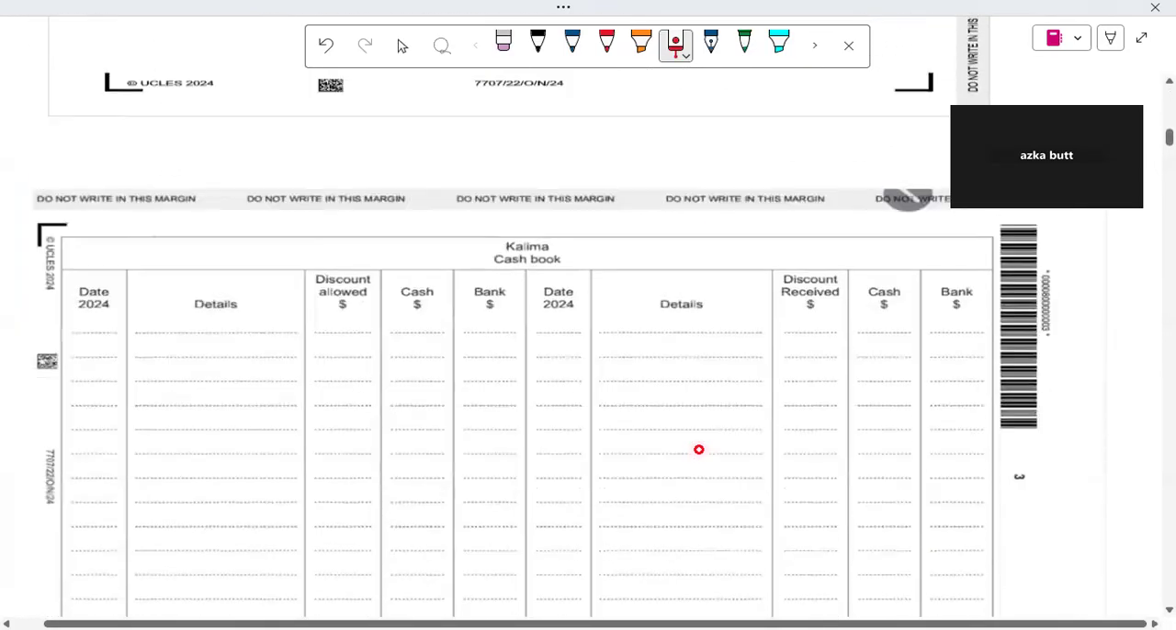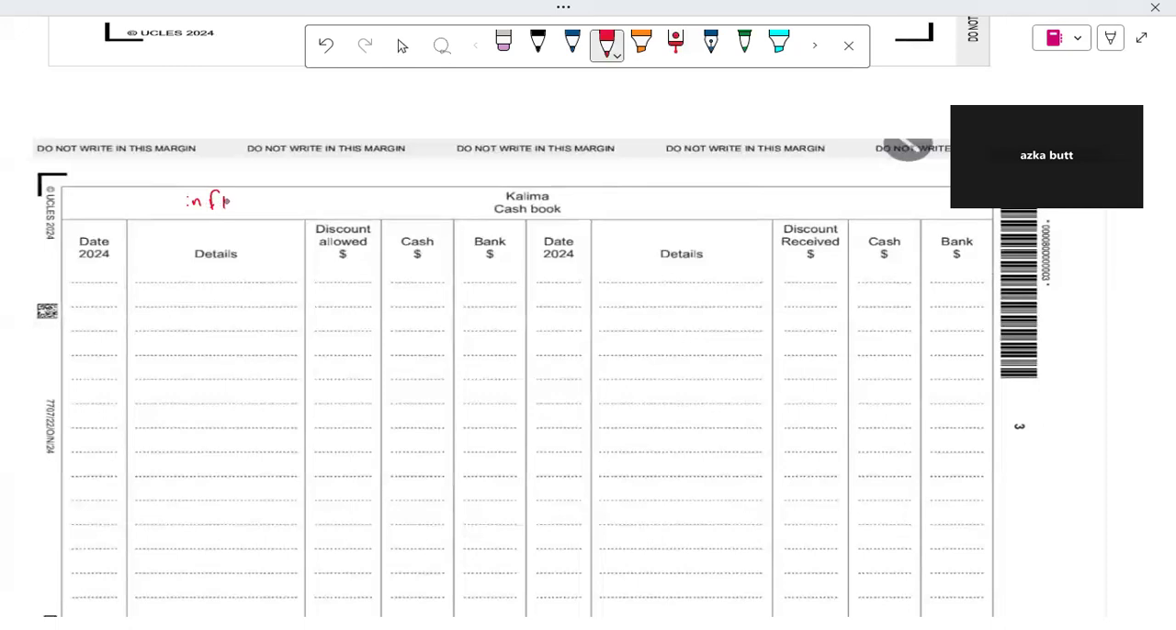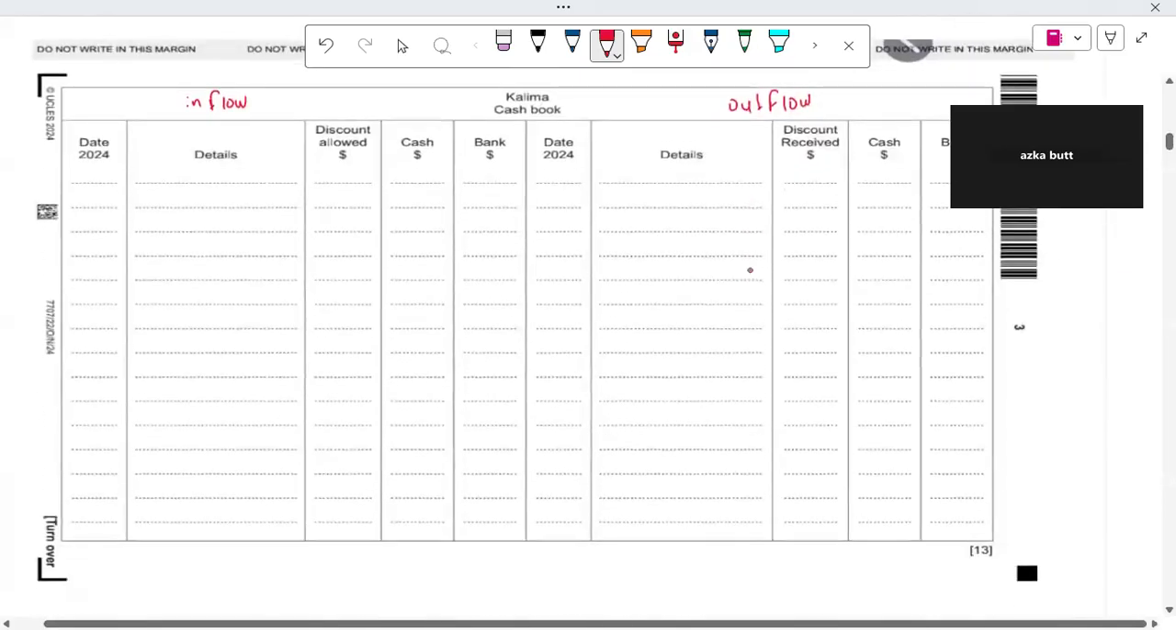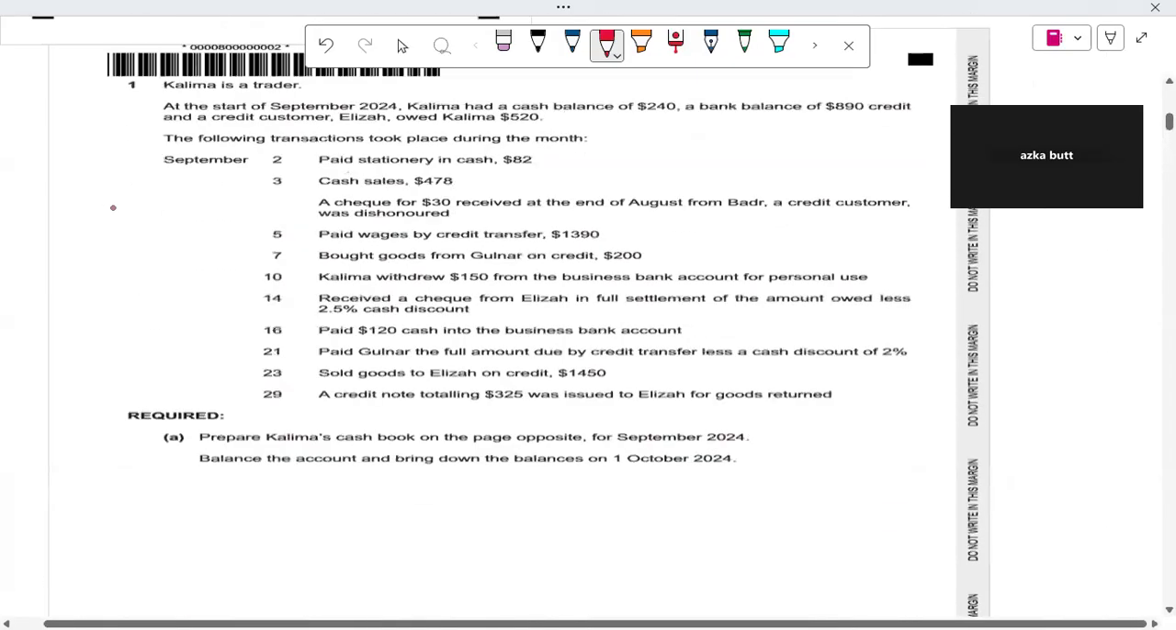Okay, so we know that in the cash book we have two sides. If there is a cash inflow, you will record it on the debit side, and if there is an outflow, you will record it on the credit side. Now let's see how many balances we have, and after that we will classify whether we should enter those balances on the debit side or the credit side. So the date is 2024, September 1st. Let's see if we have any balance on 1st September.